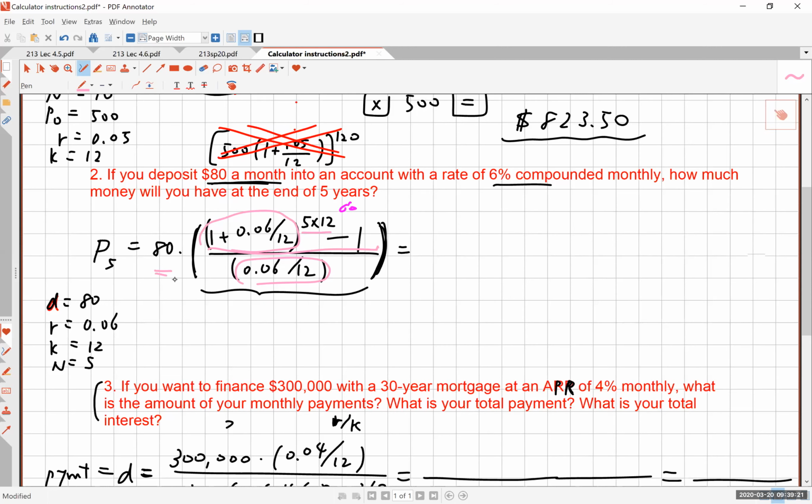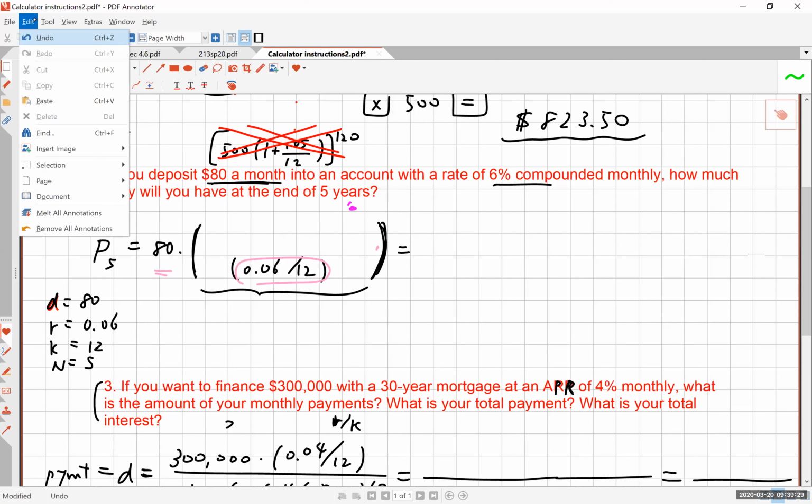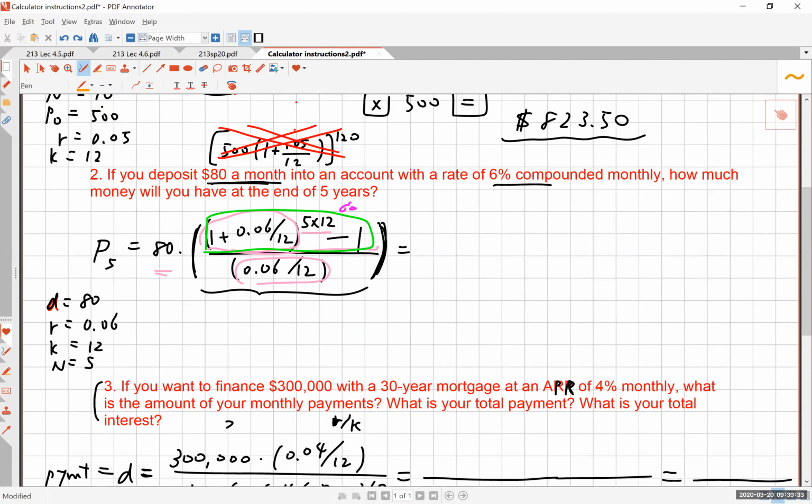You get that? So just so I can color code this, I will just put this as a numerator. All right, there you go. And then the denominator, I will circle in orange, like this. And then eventually I'll multiply that fraction by 80.